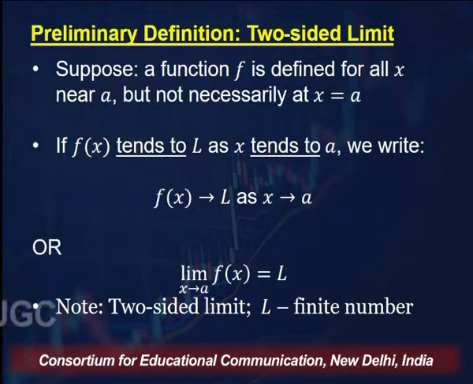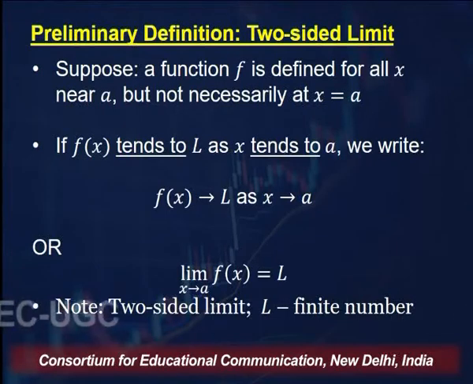And this is as against the concept of a one-sided limit, where we look at what happens to the function as x approaches a either from values less than a, which then gives us the left side limit, or from values to the right of a, which then gives us the right side limit. Now, as far as the two-sided limit is concerned, we have to set up both the left side limit and the right side limit. Both have to exist and both have to be equal to each other.